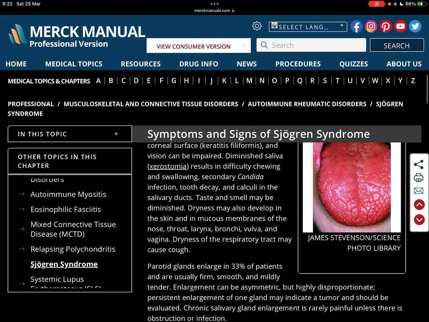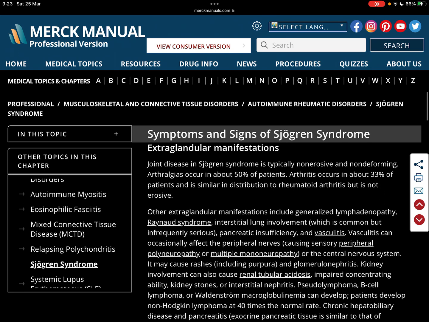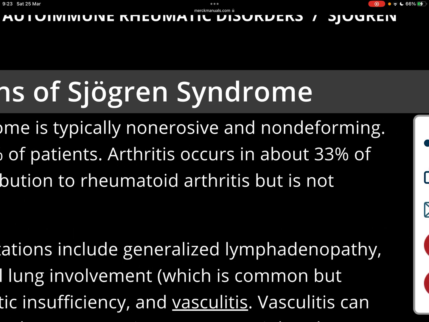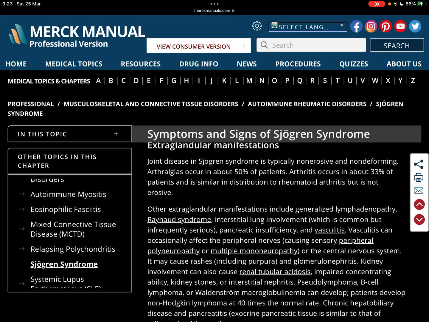Okay. When we look at the parotid gland of those patients, it may be enlarged, asymmetrically enlarged. Note that there is a differential diagnosis for parotid gland enlargement, like mumps and things like this. Extraglandular manifestation: arthritis may be present in some patients. About 30% of patients have arthritis, but arthralgia is present in 50%. Arthralgia is pain in the joint, and arthritis is pain in the joint with inflammatory signs like redness, swelling, and loss of range of motion.